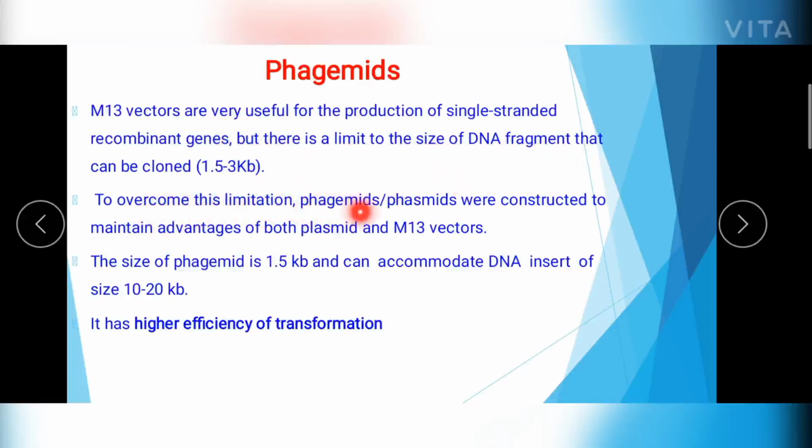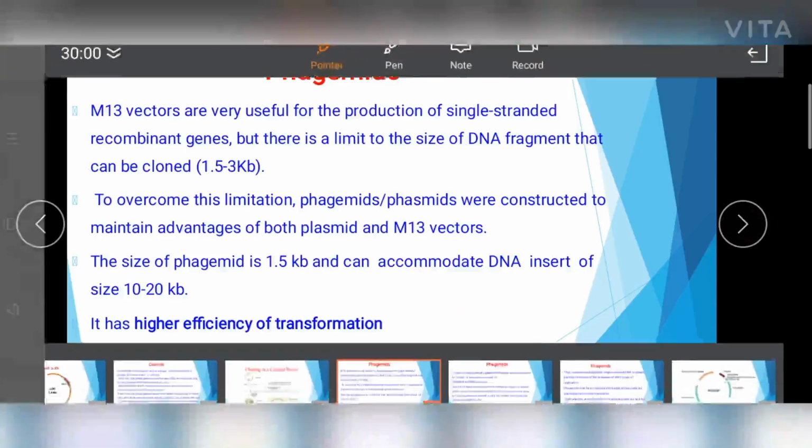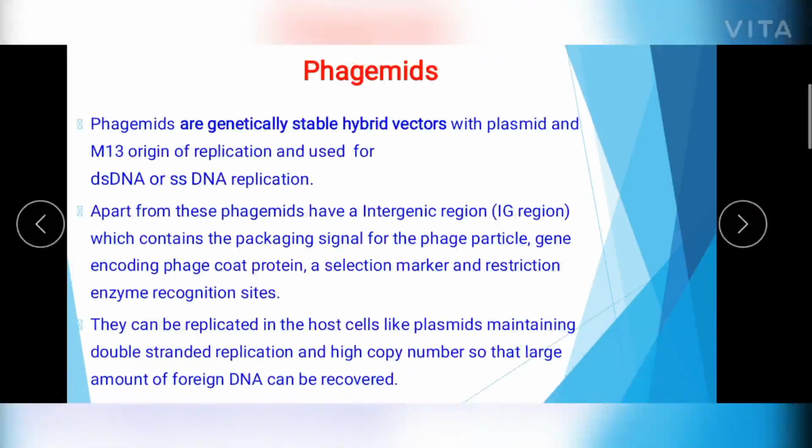So to overcome this limitation, the phagemids were constructed, and these vectors have the advantage of both the plasmid vectors and the M13 vectors. The size of the phagemid is 1.5 kb, and it can accommodate a DNA insert of 10 to 20 kb of the foreign gene. These phagemid vectors have high efficiency of transformation, and they are genetically stable hybrid vectors.